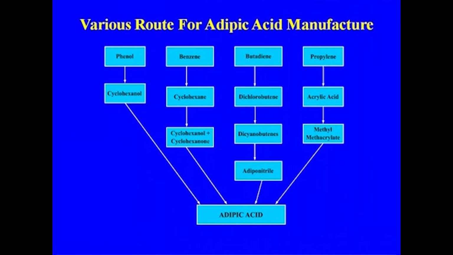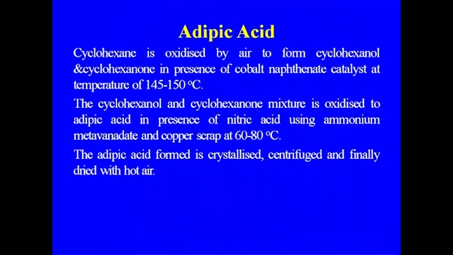Here is the dichlorobutene, and then the adiponitrile route, which I told you. So these are some of the routes. In the process, when cyclohexane is the raw material, cyclohexane is oxidized by air to form cyclohexanol and cyclohexanone in presence of cobalt naphthenate catalyst at a temperature of 145 to 150 degrees centigrade. The cyclohexanol and cyclohexanone mixture is oxidized to adipic acid in presence of nitric acid using ammonium metavanadate and copper scrap at 60 to 80 degrees centigrade. Adipic acid formed is crystallized, centrifuged, and finally dried with air.